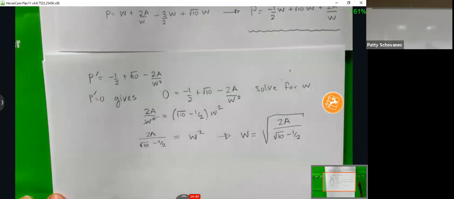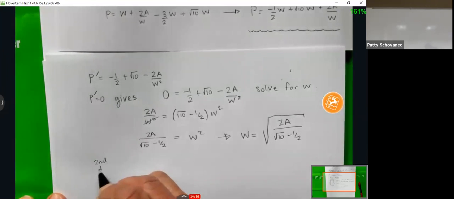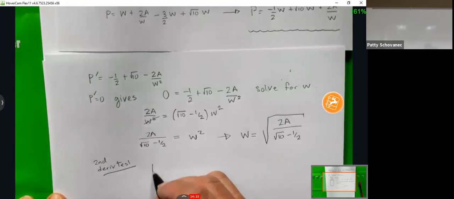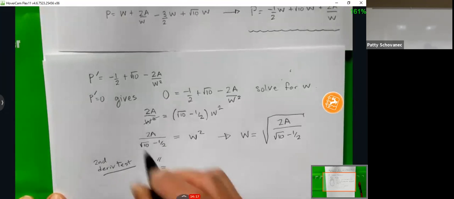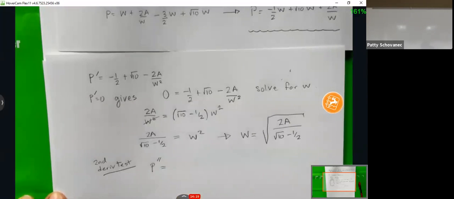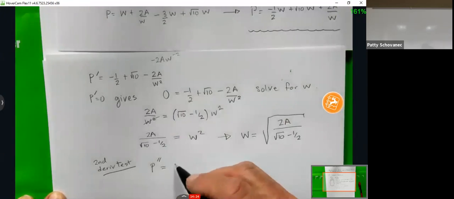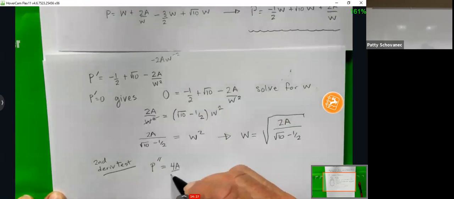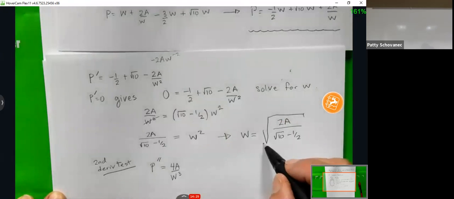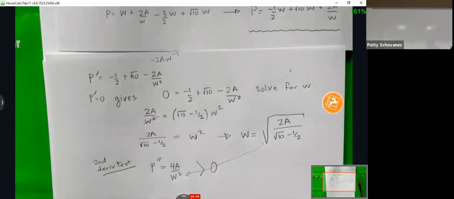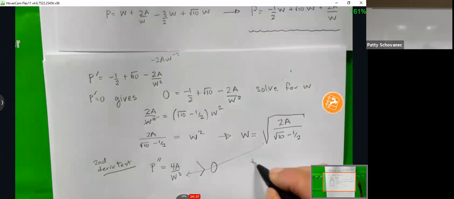If you quickly did the second derivative test to check if that's a minimum, the second derivative: this is a constant, so that derivative is 0. This is minus 2a times w to the negative 2, so I get a positive 4a over w cubed. This is a positive number. When I put it in there, I get a positive second derivative. Second derivative is positive, gives us the smiley face, which reminds us that our critical number down here is a min.